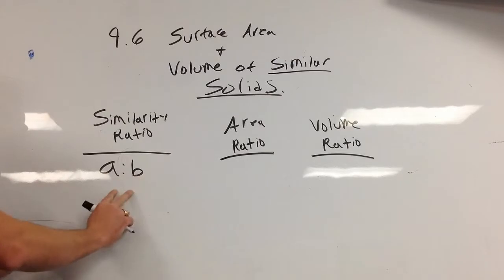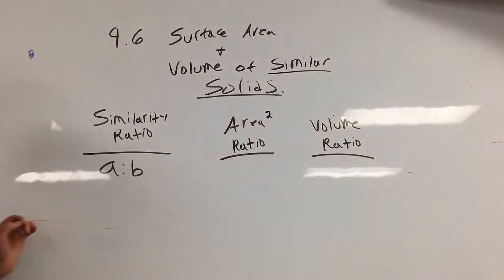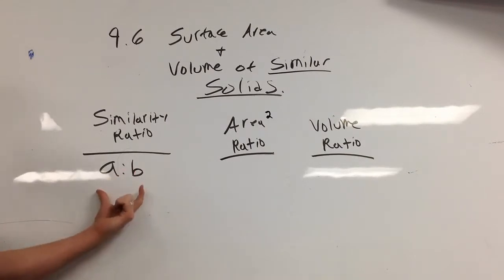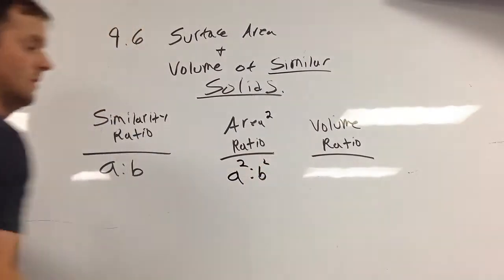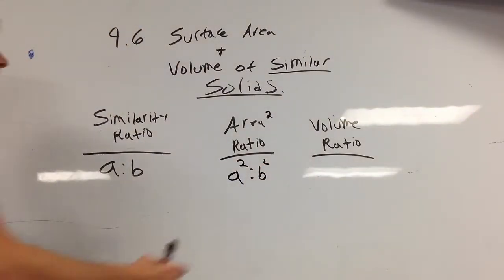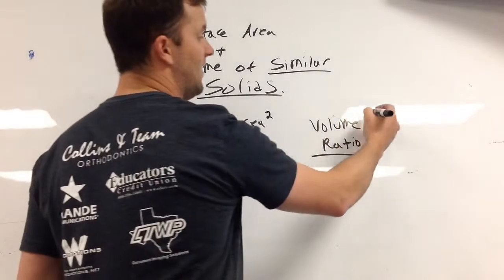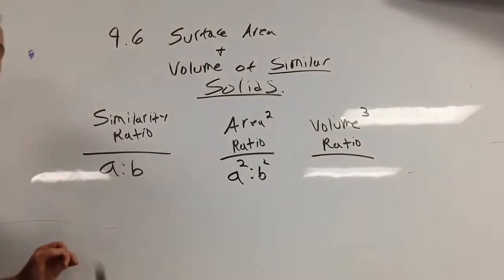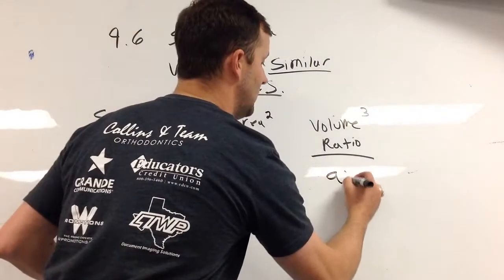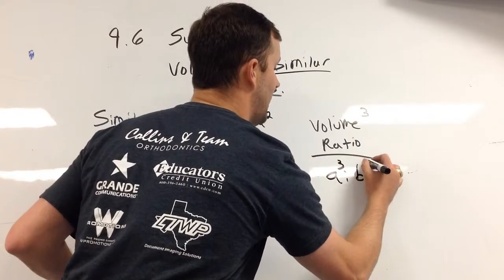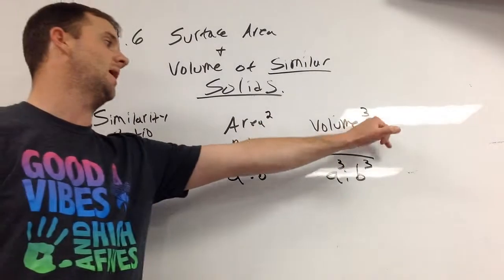So just to recap, if we are given a similarity ratio of A to B, in order for us to find the area, remember area is always measured in squared units. So that means I would take the similarity ratio and I would square it. So it would be A squared to B squared. Now to find the volume, we know that volume is always measured in cubic measurements. So that means I would take the similarity ratio and I would cube it instead of squaring it. So remember, to get the area, I would square it. To get the volume, I would cube it.